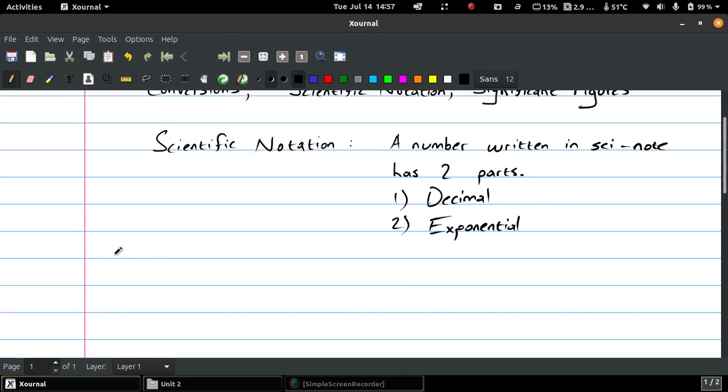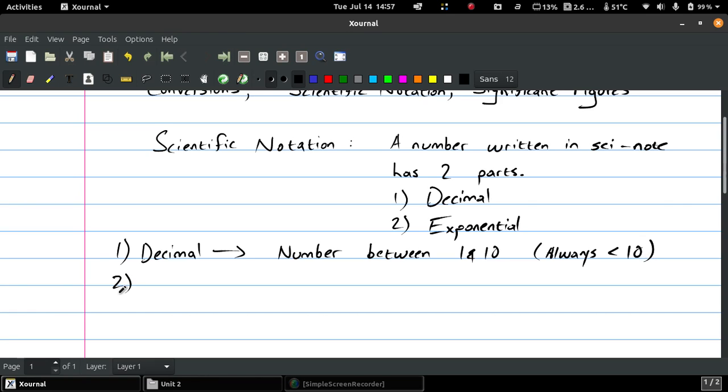So with the decimal portion, I'm going to write it again here. Probably would have made more sense to do it that way, but whatever. With the decimal portion, you have a number between 1 and 10, but it's always less than 10, not less than or equal, less than. And then for the exponential part, it's 10 to the power of n.